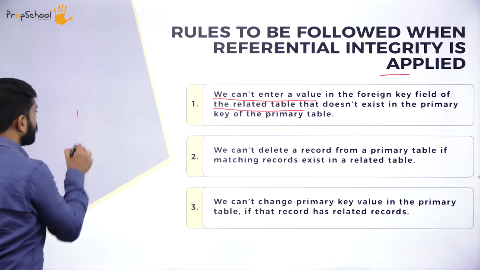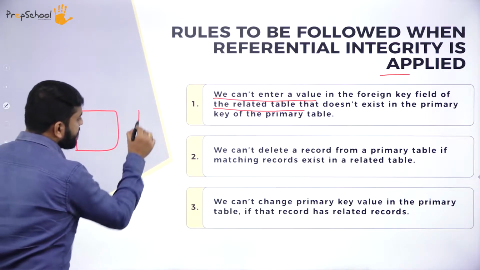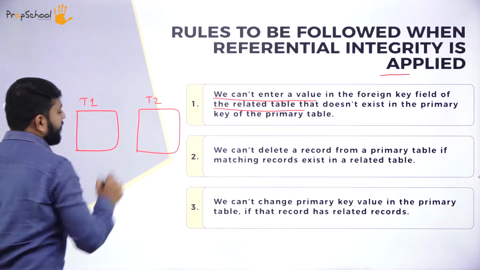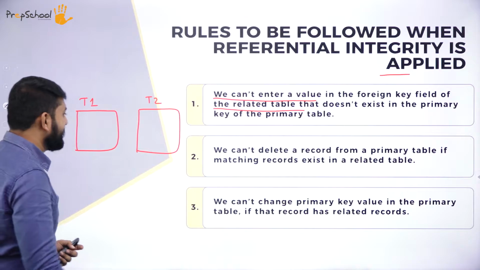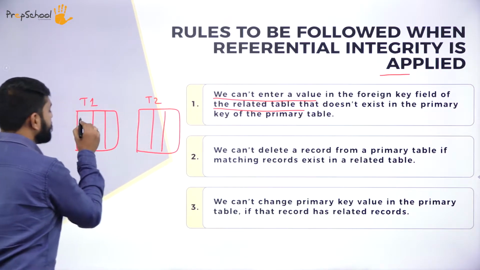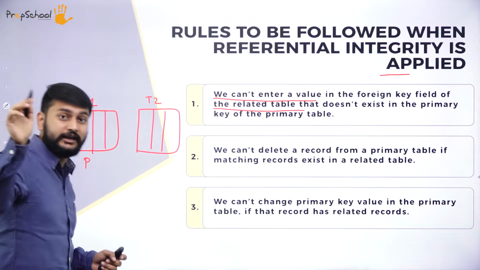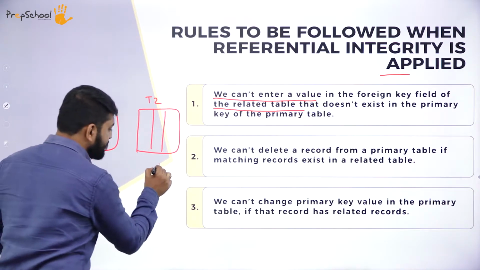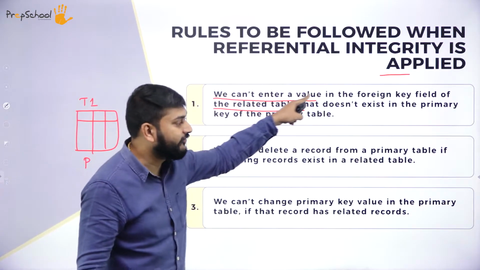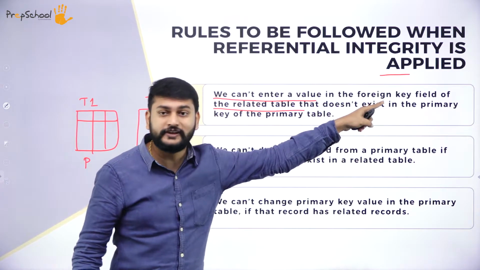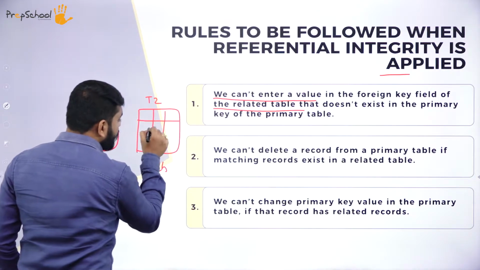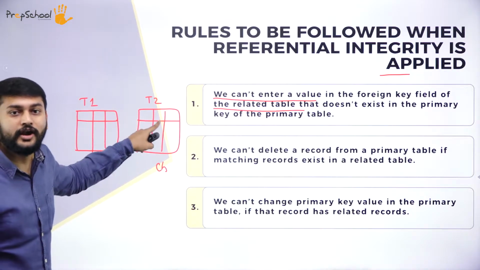So imagine I have two tables. So guys, listen to me carefully. This is what I will call the primary table, the parent table. This is the child table. So guys, understand this point. We can't enter the value in the foreign key field. So directly I cannot enter the value in this.